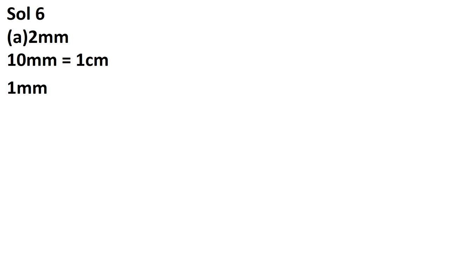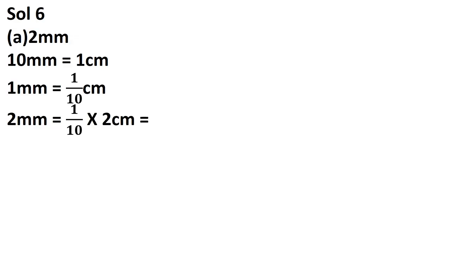Next is question number 6. Express the following as centimeter using decimal. In today's lecture also we have learned this, and in the previous also we have learned. Okay. 10 millimeter equal to 1 centimeter. In this I have done it by unitary method. 1 millimeter equal to 1 upon 10 centimeter. And 2 millimeter equal to multiply it by 2, which is equal to 2 upon 10 centimeter. Now convert it into decimal, 0.2 centimeter.